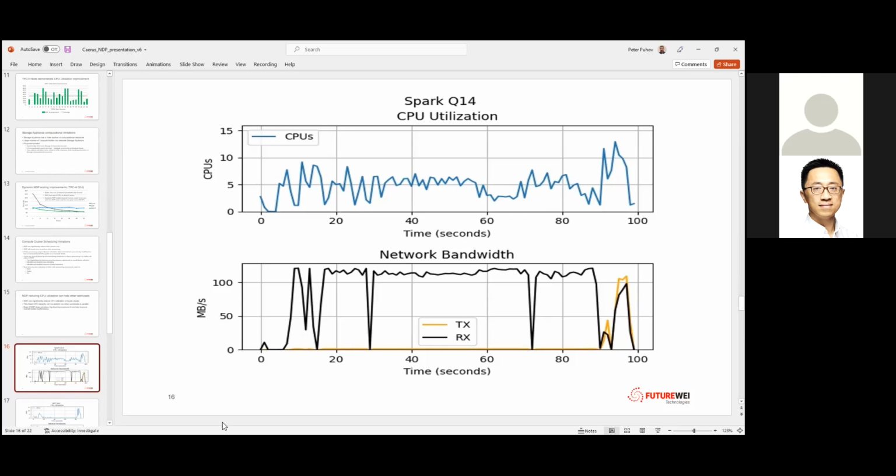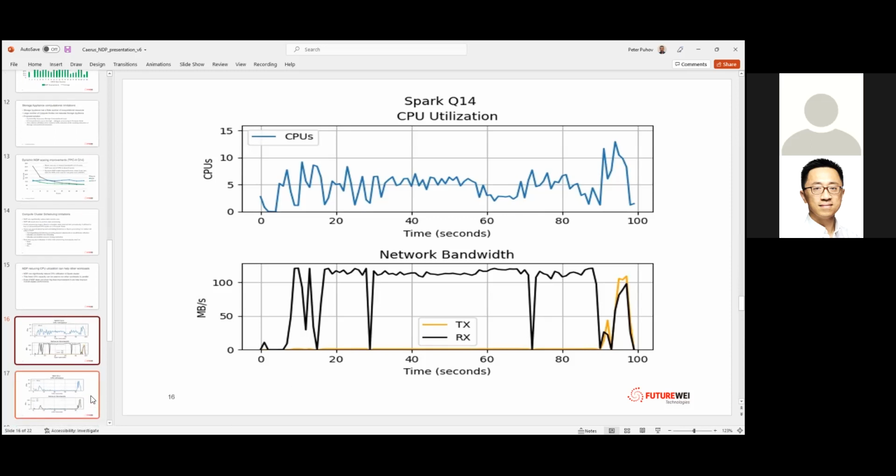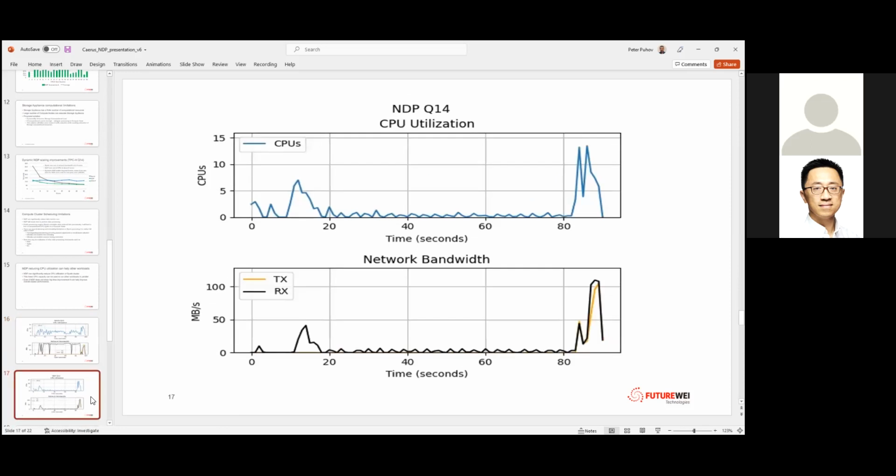This is the Spark. However, Q14, as I told you before, does have some heavy filtering, and that heavy filtering reduces the data output by storage manifold.